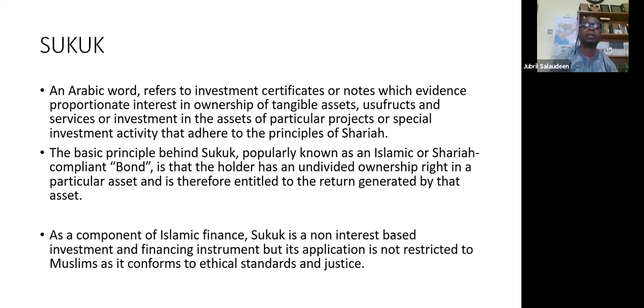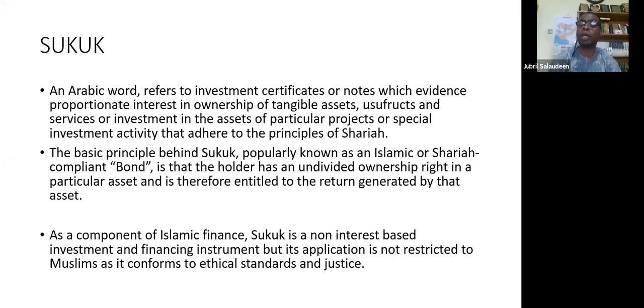Now, having said that, sukuk is actually an Arabic word which refers to investment certificates or notes which evidence proportionate interest in ownership of tangible assets. So you are saying that this certificate or note that I have says I have a proportionate interest in these assets, whether it's usufruct and services, or investment in the asset of a particular project or special investment activities that adhere to the principle of the Sharia. You've seen a number of sovereign sukuk issued today in Nigeria. Those sukuk were actually sukuk ijara, so they are leasing sukuk. They are lease-based sukuk. I will discuss them later.